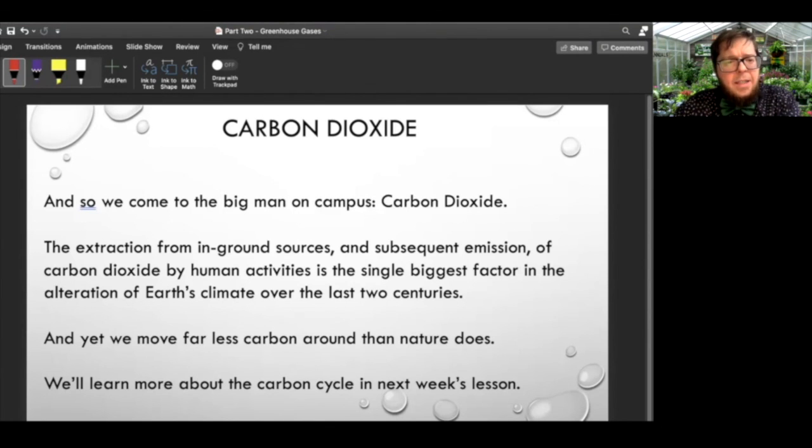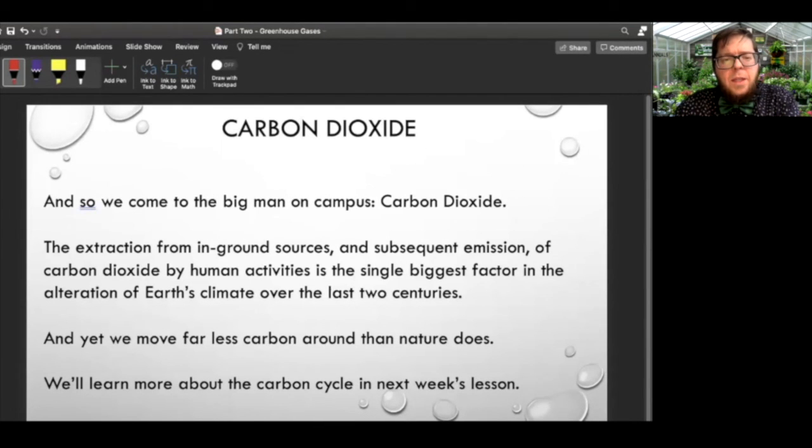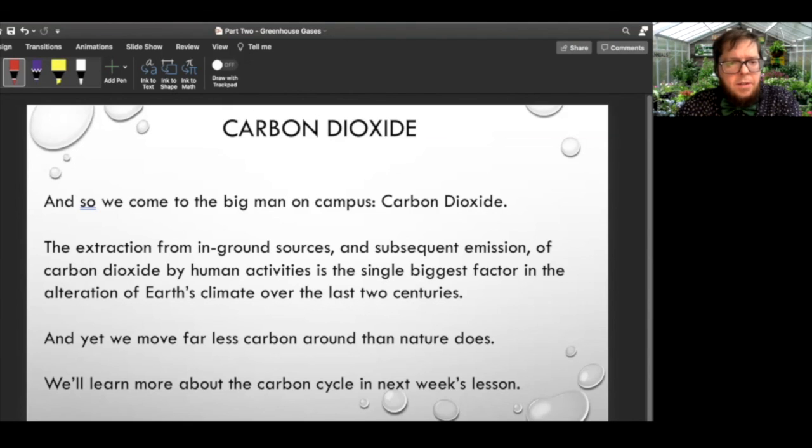And yet, here's an interesting fact. We as human beings move far less carbon than nature does. Far, far less. So next week's session is going to be all about the carbon cycle. What natural processes move carbon around? Where is most of the carbon? And just what are we doing to mess it up? I've given you a couple of hints on this slide, but we'll learn more about that next week.